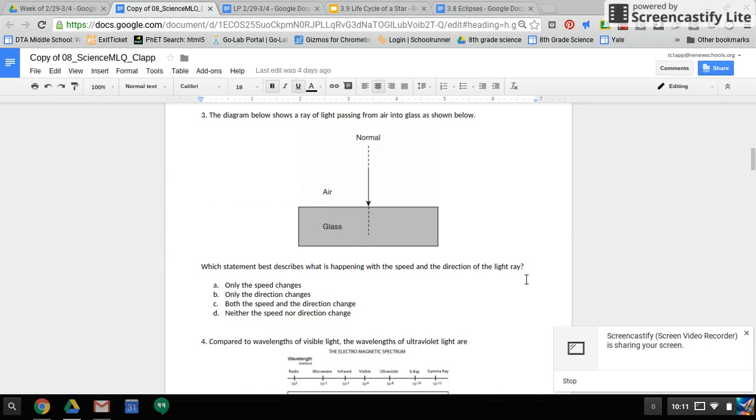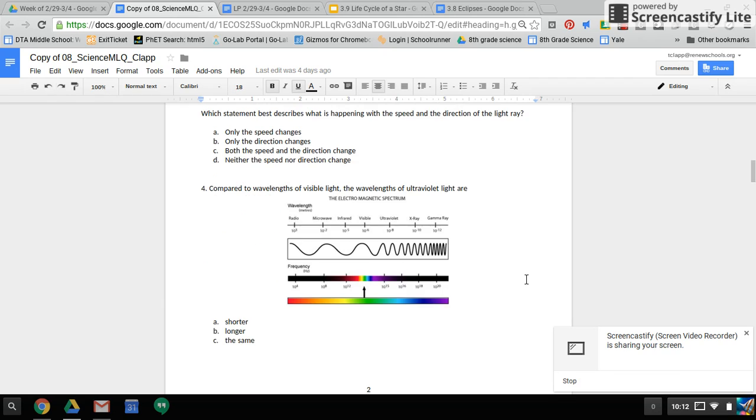3. The diagram below shows a ray of light passing from air into glass as shown below. Which statement best describes what is happening with the speed and the direction of the light ray? A. Only the speed changes. B. Only the direction changes. C. Both the speed and the direction change. D. Neither the speed nor the direction change.